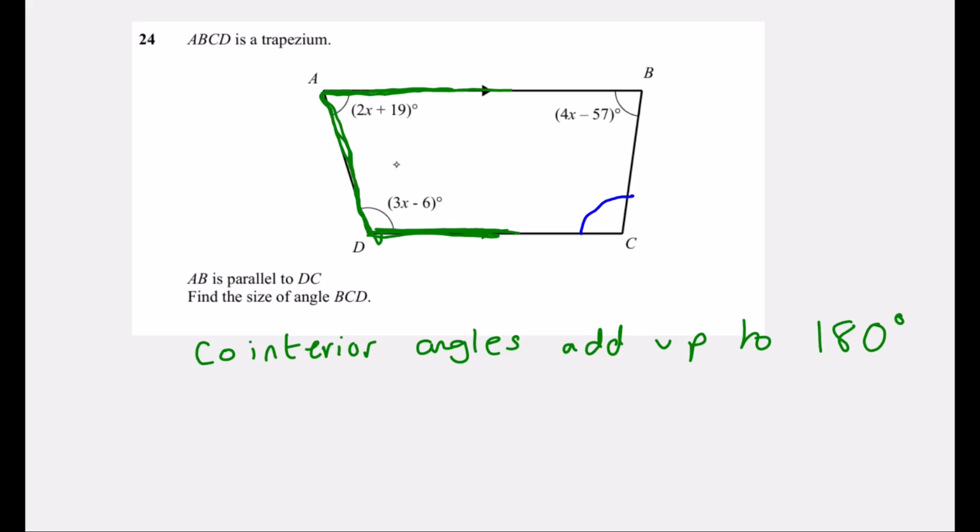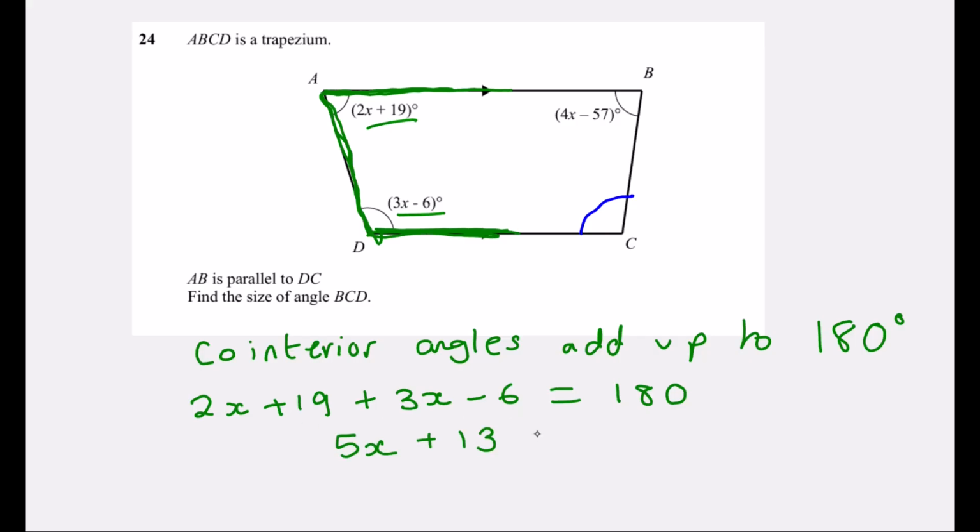So we can make that into an equation, and we can say 2x plus 19 plus 3x minus 6 must equal 180. This one and this one add up to make 180. So 2x and 3x make 5x. 19 take away 6 is 13. So 5x plus 13 equals 180.